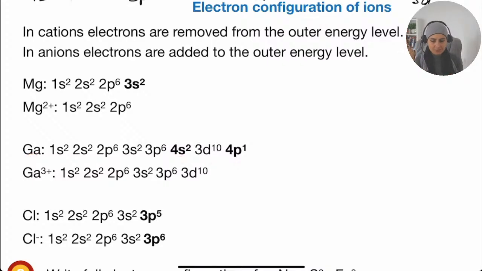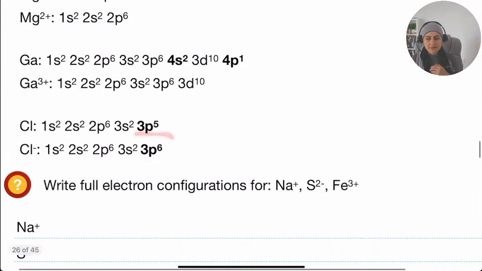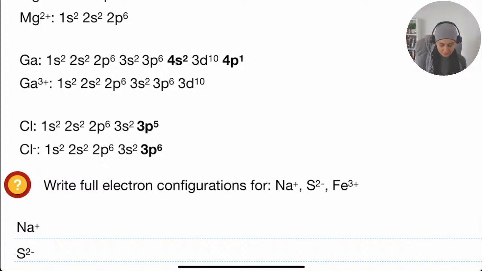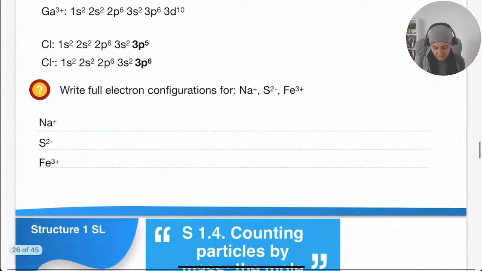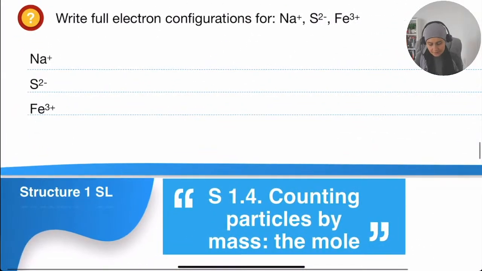If I need to make gallium 3 plus, I'm removing the outer shell electrons. So I remove 1 electron from 4p and 2 electrons from 4s. 3d is the third energy level, so I'm not removing 3d yet. If I need to add electrons, like in Cl minus, I'm adding to the outer shell. Chlorine is 3p5, so Cl minus would be 3p6. I've added an electron.